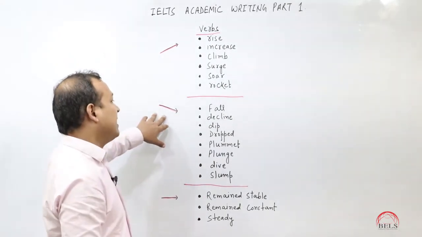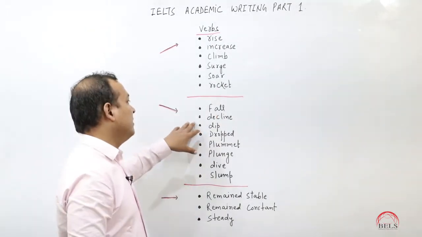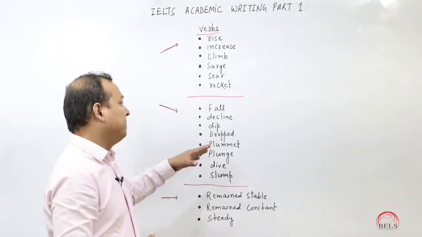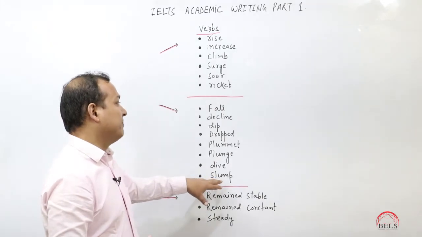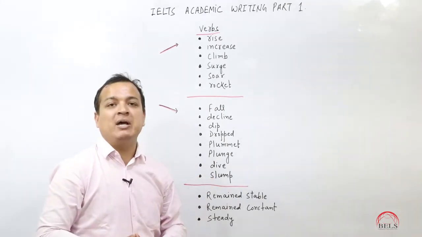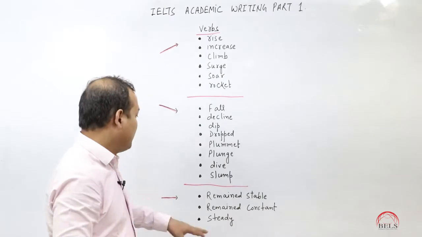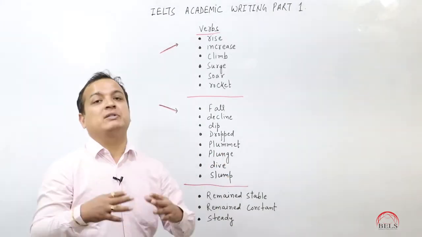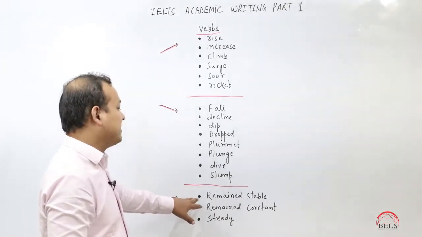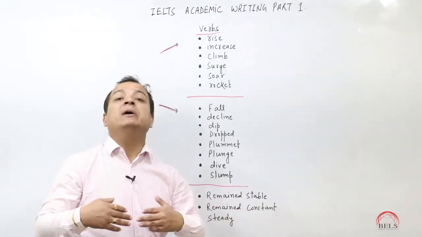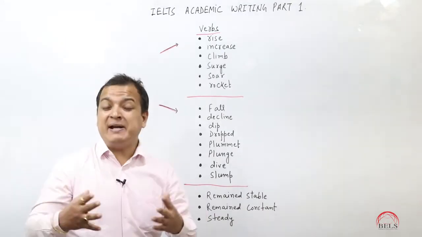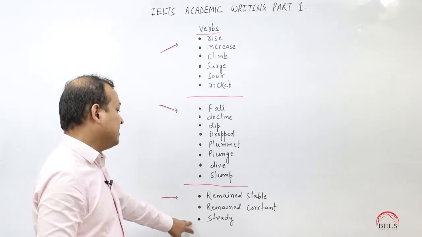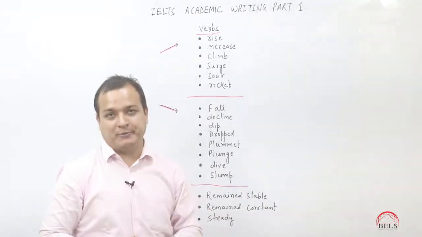If the graph is going down, you can say fall, decline, dip, dropped, plummet, plunge, dive, slump. Any of the words you can use, but make sure of the past tense again. Sometimes there is a possibility that the graph is going straight, when there is no change. At that time you can simply say remained stable. However, the price of petrol remained stable in 1984, and then you can say remained constant or steady. Any of the words you can use there.